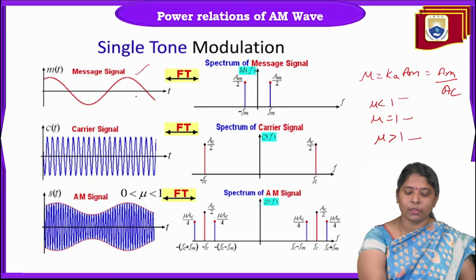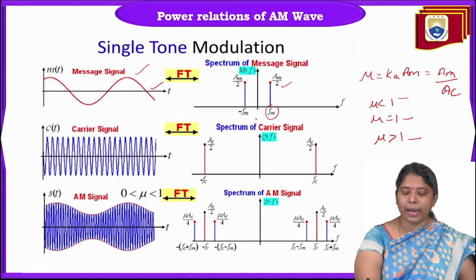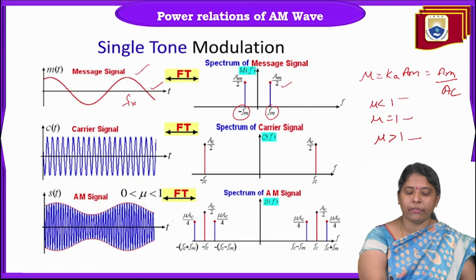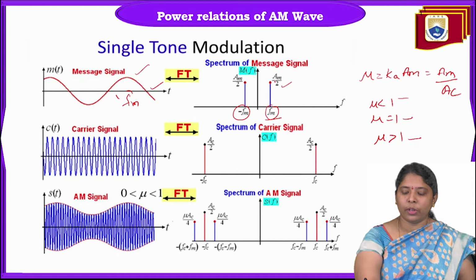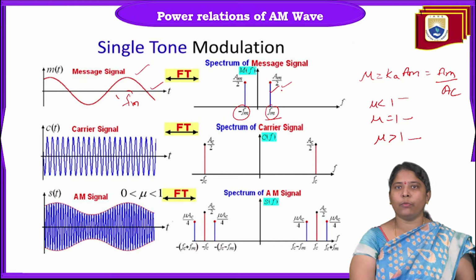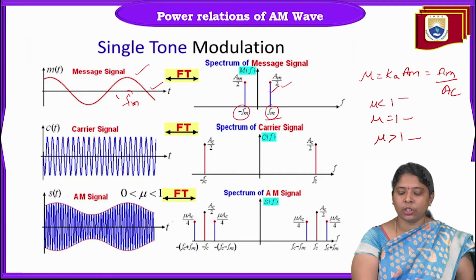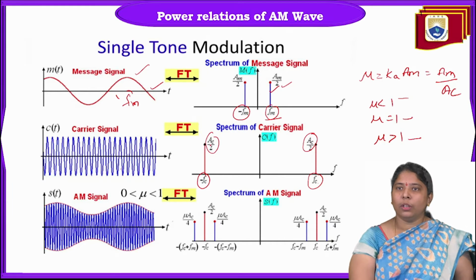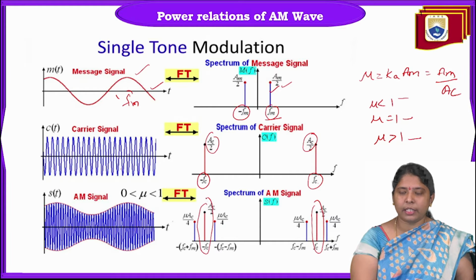Coming to the spectrum, as we know this is also a cos signal. So the spectrum is Am by 2 amplitude impulses at fm and minus fm. So the frequency of the signal is fm, so at fm we are going to get an impulse. That is the Fourier transform of a cos signal. Similarly, carrier is also cos. It also contains impulses at frequency fc and minus fc with an amplitude of Ac by 2 and Ac by 2. Then after modulation we have the carrier term, that is Ac by 2.